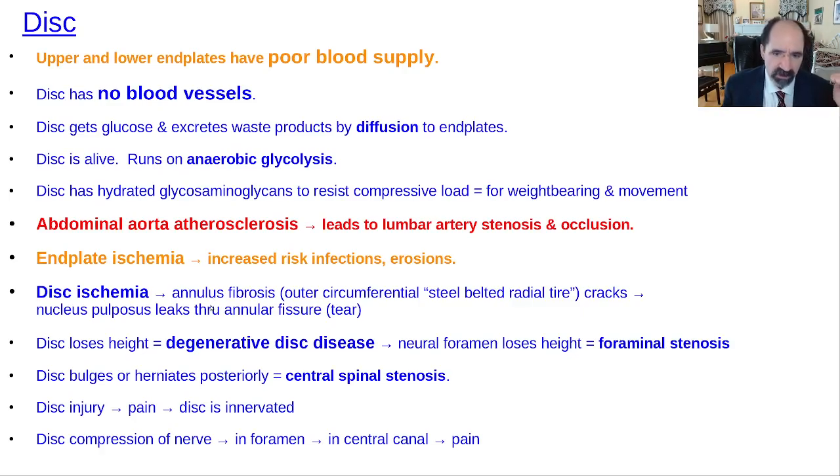And then the disc also starts to lose height. When the disc loses height, that means the foramen loses height. The foramen is what the nerve exits through, so that can also compress the nerve and cause pain. When the disc fails, the annulus fibrosus fails posteriorly, you can get a herniation of the disc, and that disc herniates. It can then push on the dural sac, which surrounds the nerve roots, or a nerve root itself. The disc is innervated too. Just a crack in the disc can be painful because there's a sinuvertebral nerve that goes to the disc.